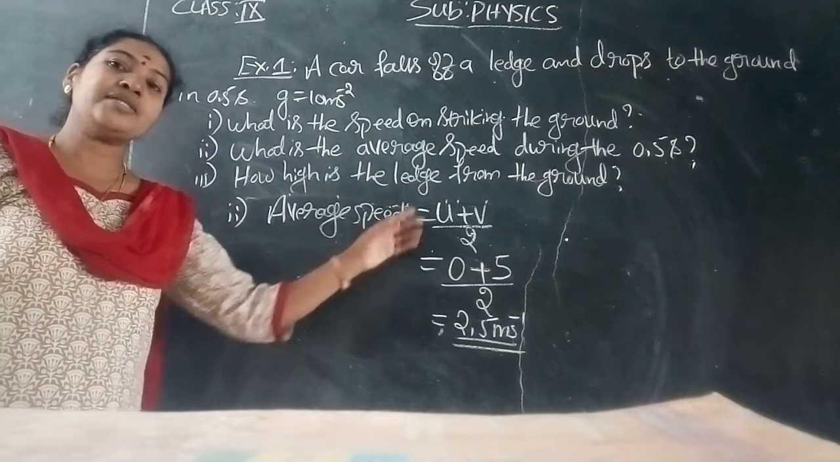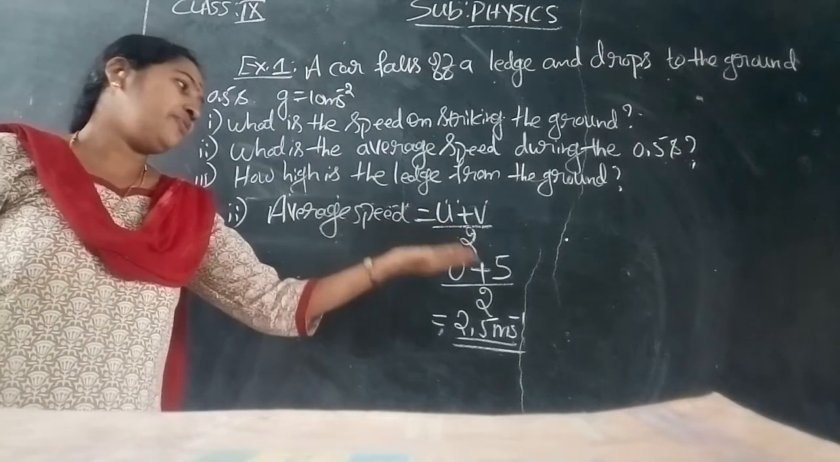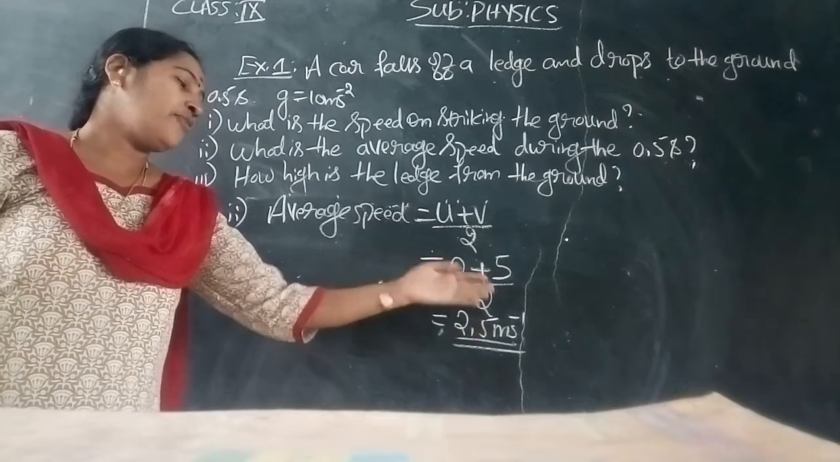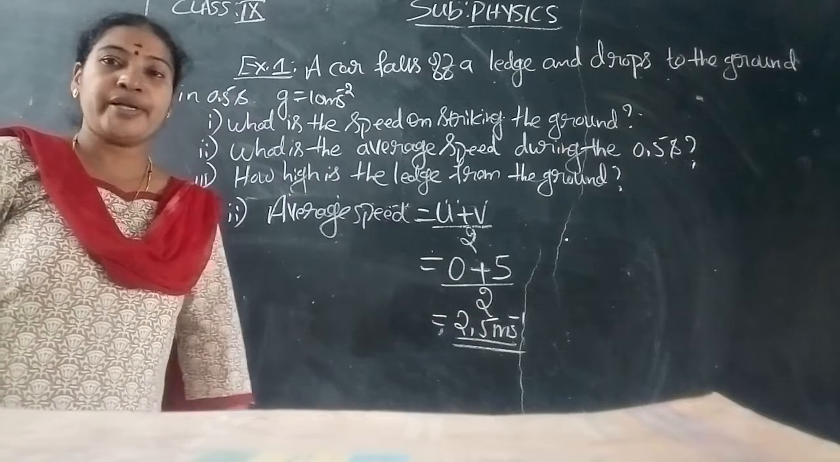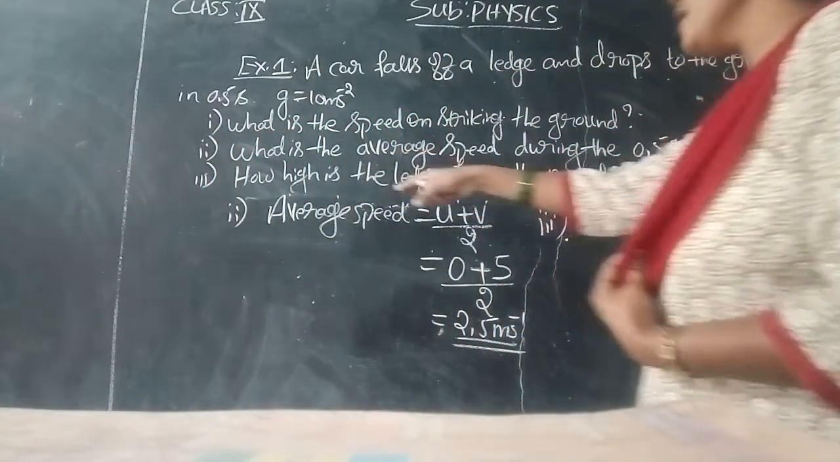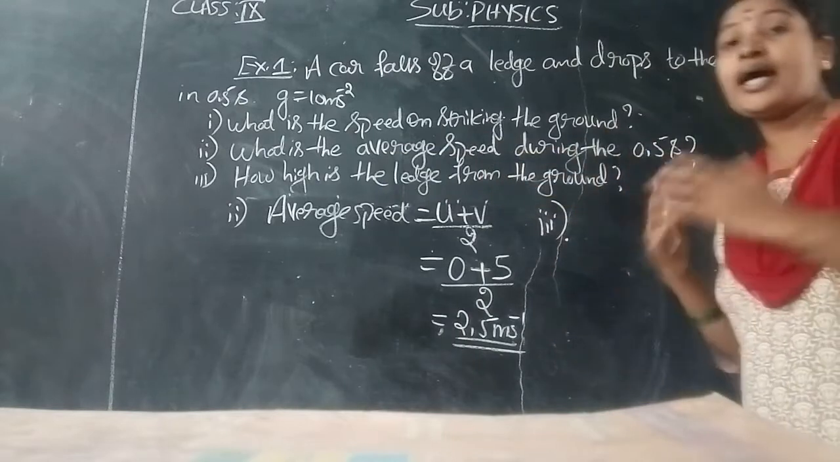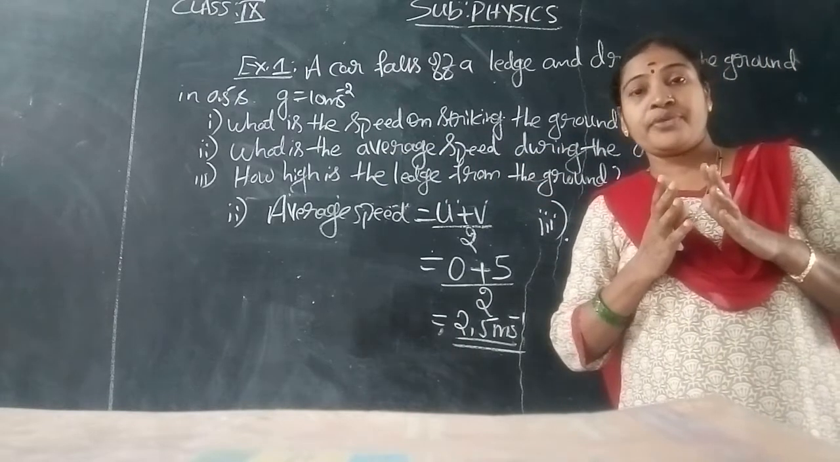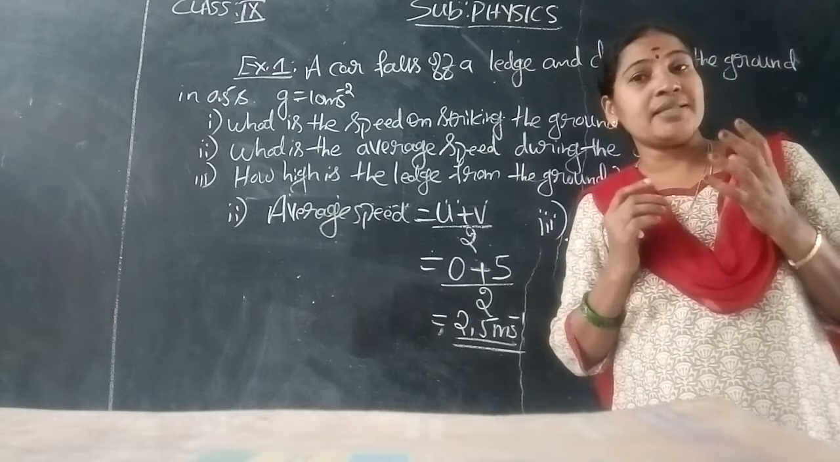Average speed is (u plus v) by 2. u is 0 and v we have calculated, so 0 plus 5 by 2. 5 by 2 is nothing but 2.5. Then what are they asking in the third question? How high is the ledge from the ground? Height, that is distance. When they are asking about height, that is nothing but distance.